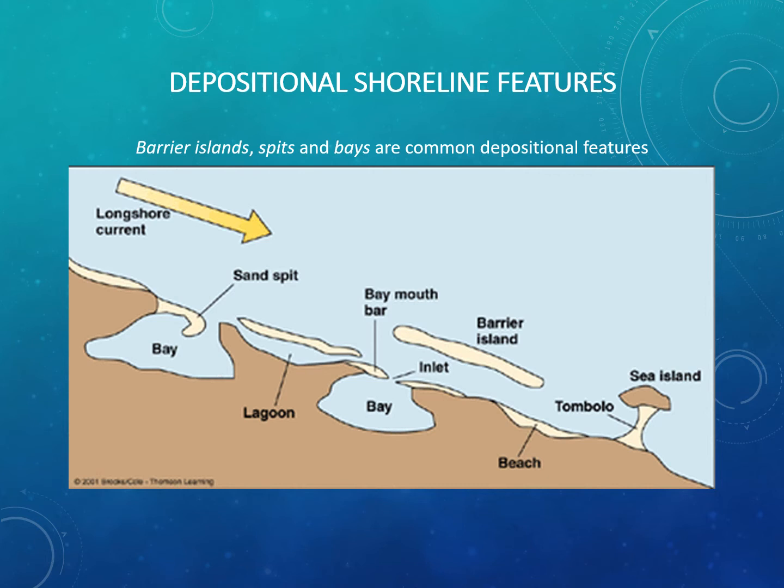Depositional shorelines are defined by the features shown on this image. We've got some lagoons, embayments, and barrier islands on this illustration, along with longshore current. Longshore drift and longshore current are what help to build up these depositional shorelines over time.